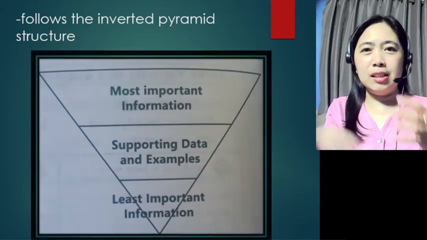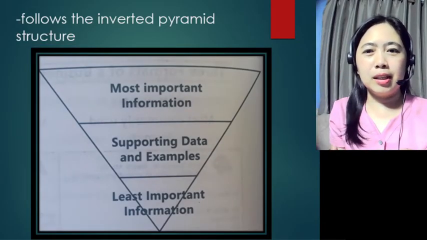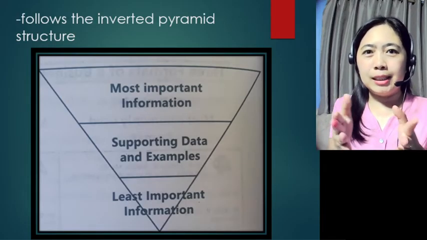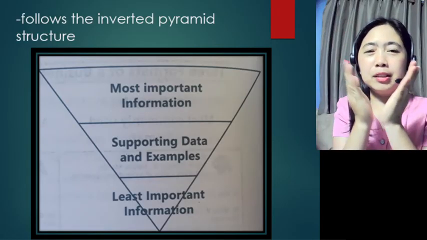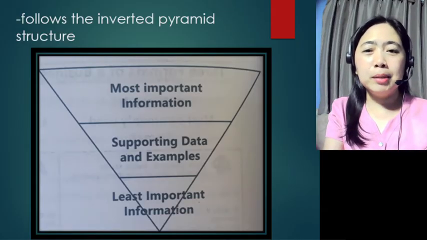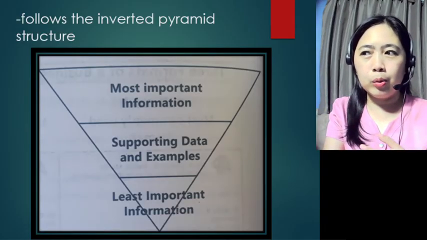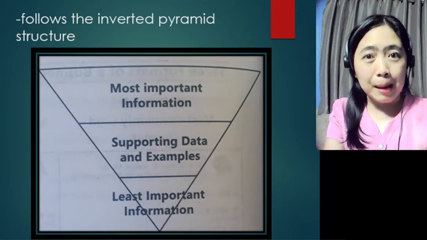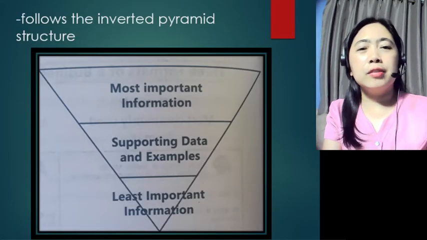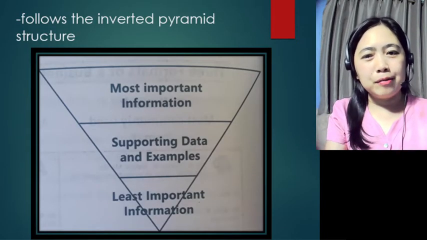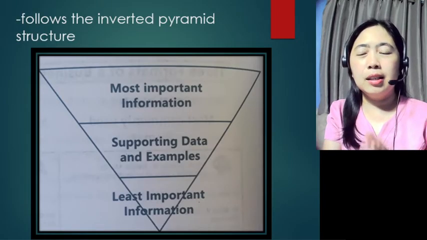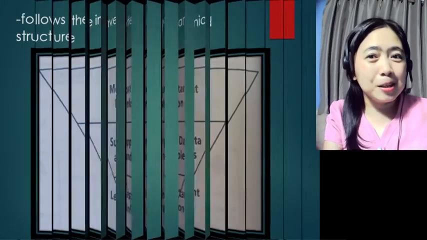So it's basically using the inverted pyramid. It was also explained in the previous video that it looks like this: the inverted pyramid, in which the pointed part is on the bottom. This means that when you write a memo, whatever type of memo it is, your most important information should be on the first part. Then you'll have supporting data for your examples, and the least important information should be on the bottom part. Okay, I hope that's clear.